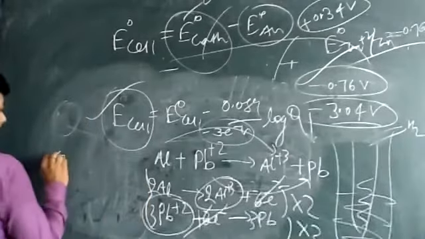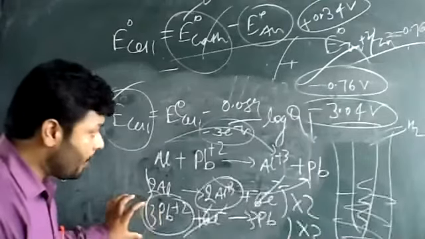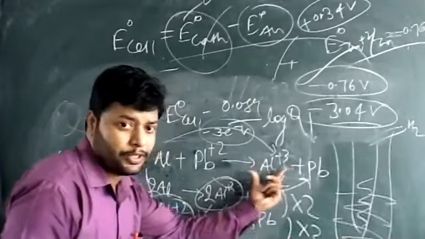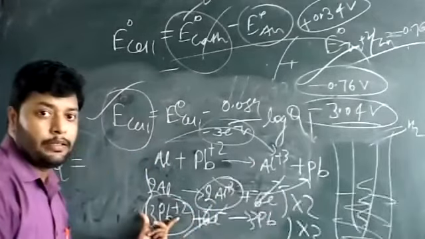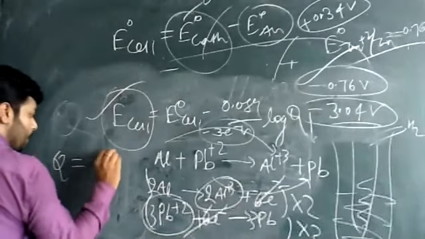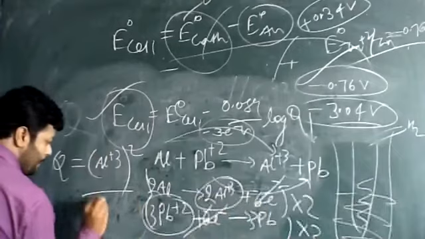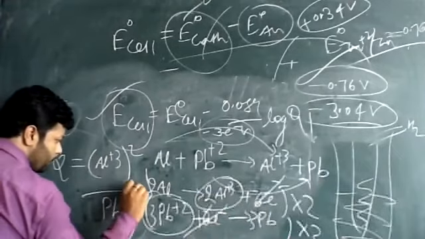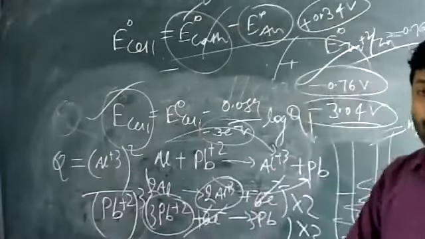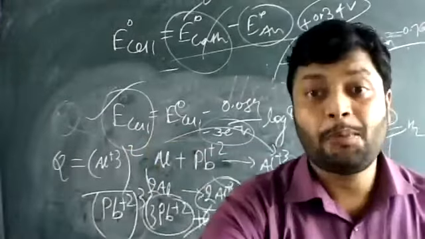So what will be the value of Q? Aluminium plus 3 is in the product and Pb plus 2 is in the reactant. See the reaction. So it is aluminium plus 3 with square, over Pb plus 2 with cube. This is the only thing where students actually make a mistake many times, because they do not know how to write the exponents.